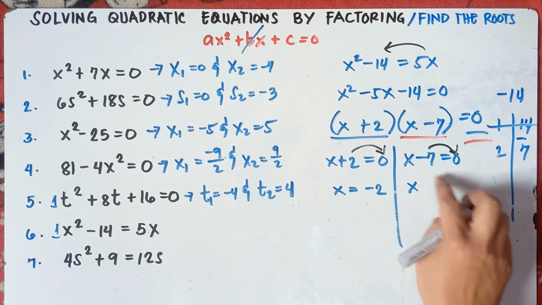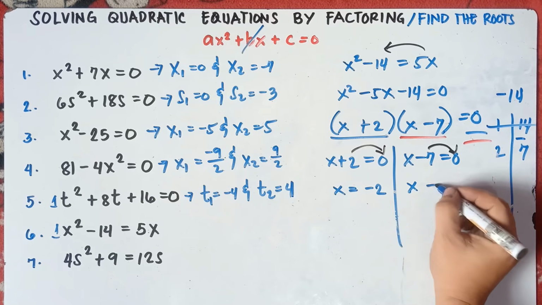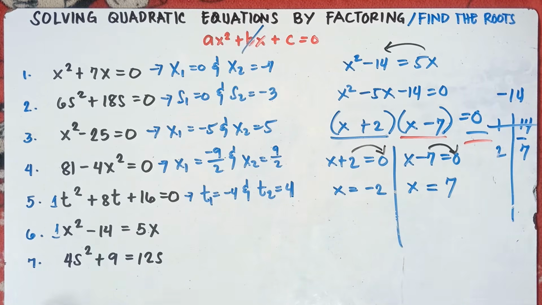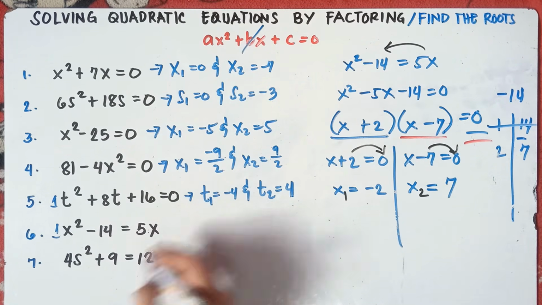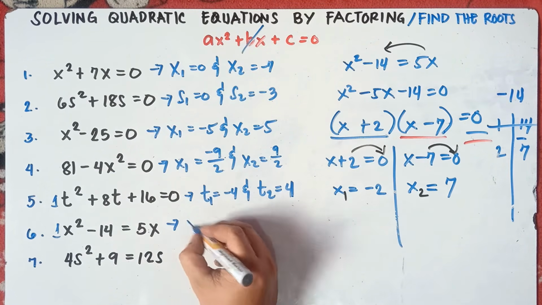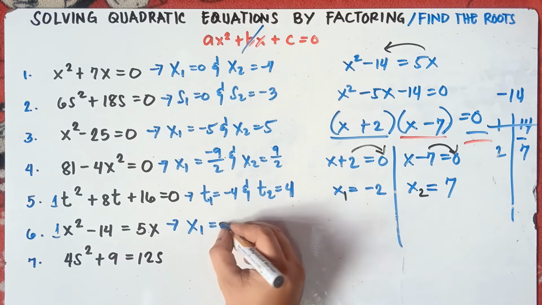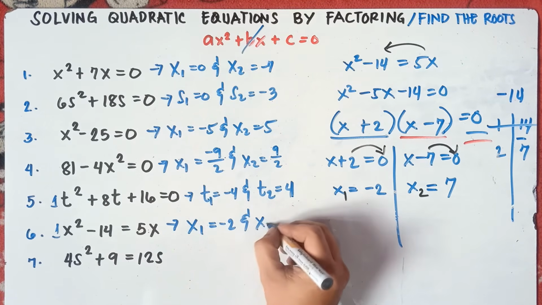Once you transfer a term across the equal sign, it will change the sign. This will be positive 7. Then x sub 1 and x sub 2. So x sub 1 equals negative 2, and the other one, x sub 2 equals 7.